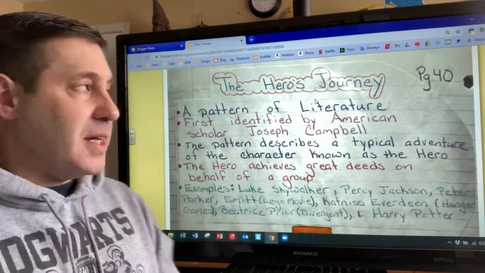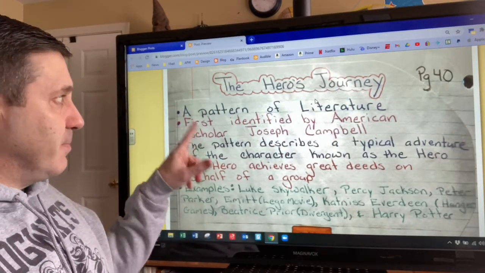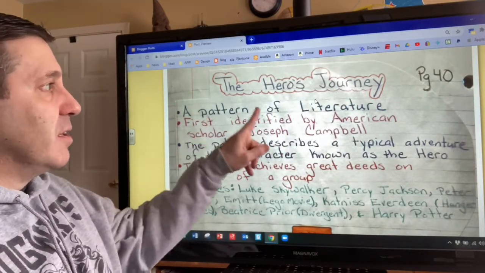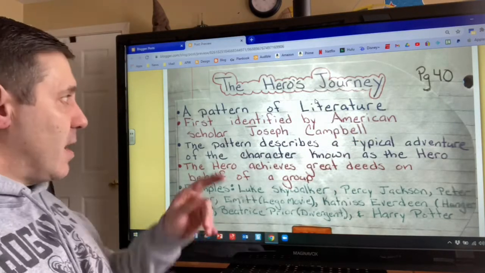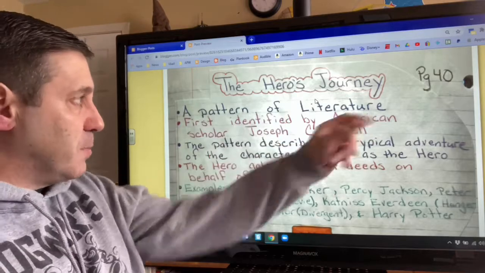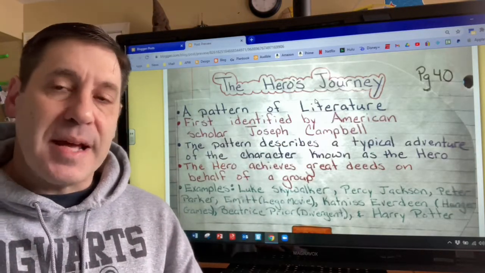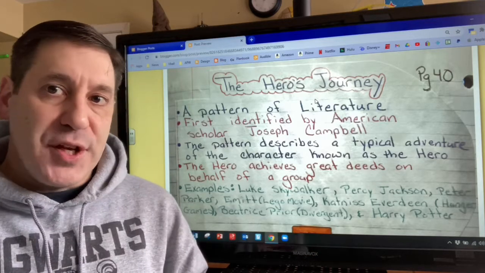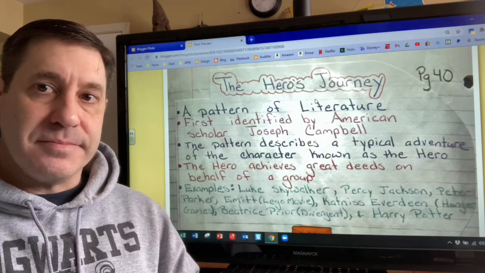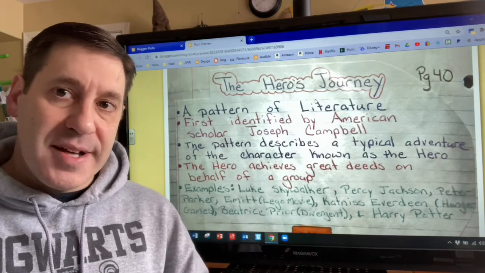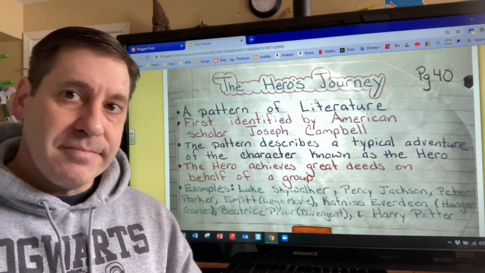The first thing that we need to know about the hero's journey, bullet number 1 says, it is a pattern of literature. That is what the hero's journey is. So right now, everybody write your first bullet down. The hero's journey, it's a pattern, okay? It is a pattern of literature. You can think of it as a pattern of storytelling. That's the first thing. Again, feel free to pause me if you need more time to write down your bullets.